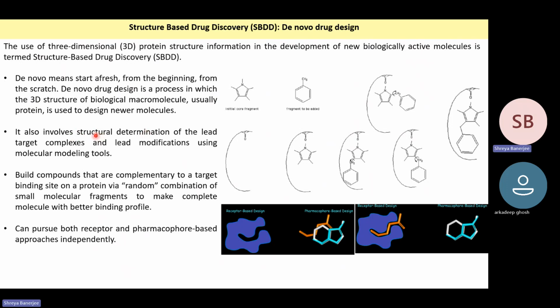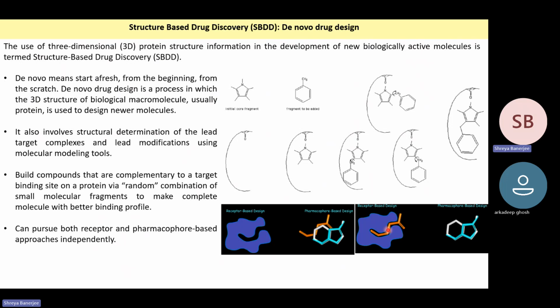The first step is the structural determination of the lead target complexes and lead modification using molecular modeling tools. So you have the receptor ligand complex, and the first thing to do is to determine the three-dimensional information of this receptor ligand binding site. After that, this lead molecule or drug molecule can be modified to perfectly match with the binding site of the receptor, so lead optimization can be done.